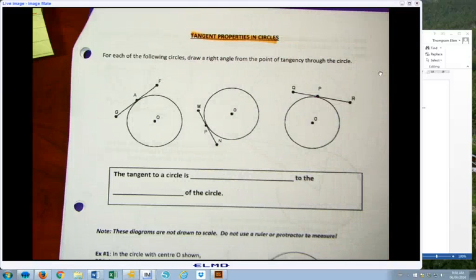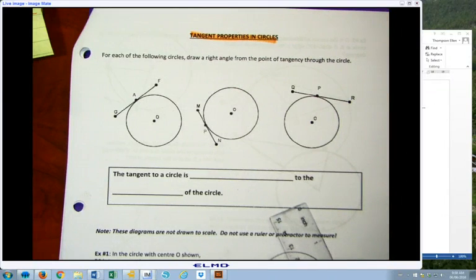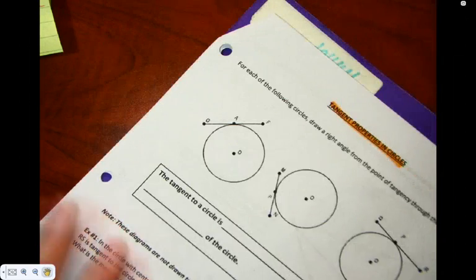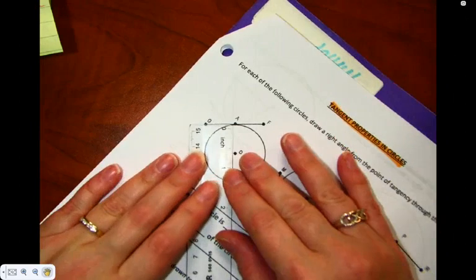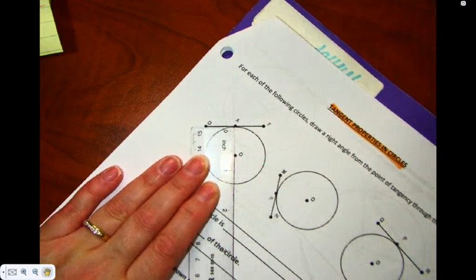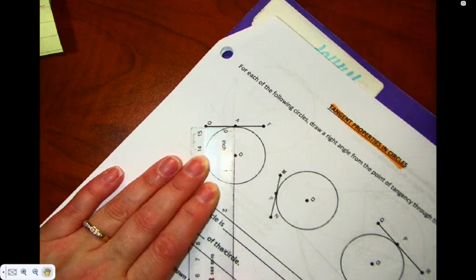One, tangent property. For each of the following circles, draw a right angle from the point of tangency through the circle. I'm just going to tilt mine so my tangent's at the top. So I'm going to put my ruler so the edge is flat against that tangent. No measuring, we're just drawing a right angle.